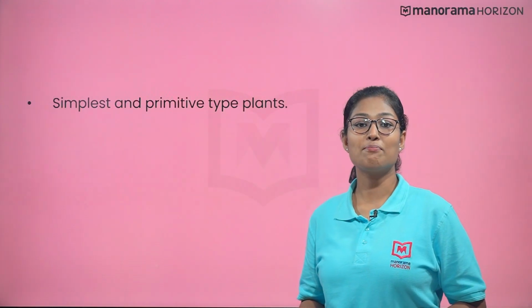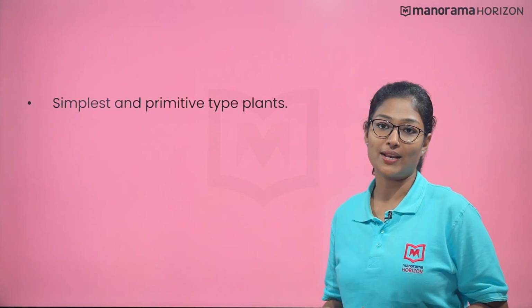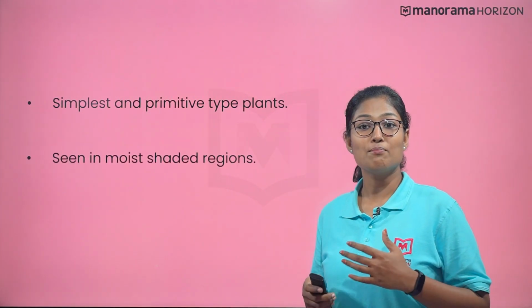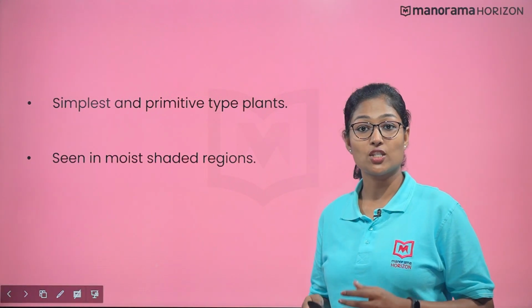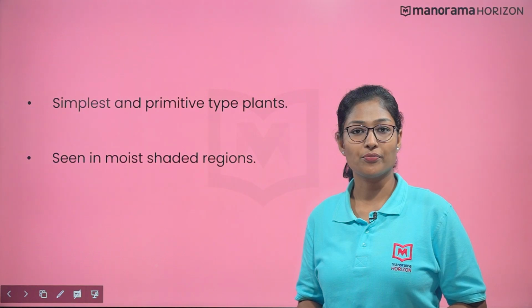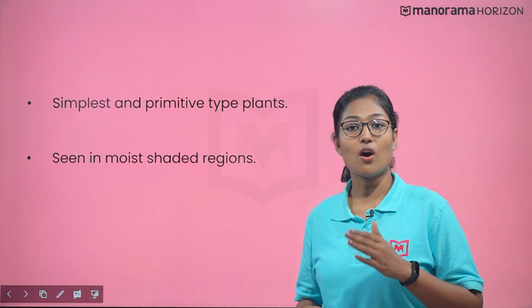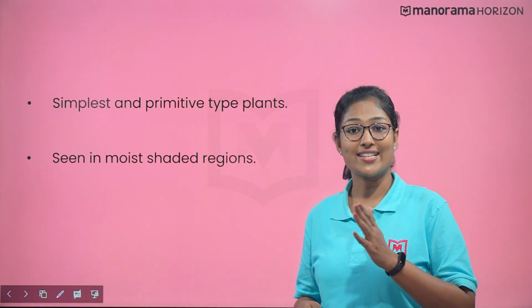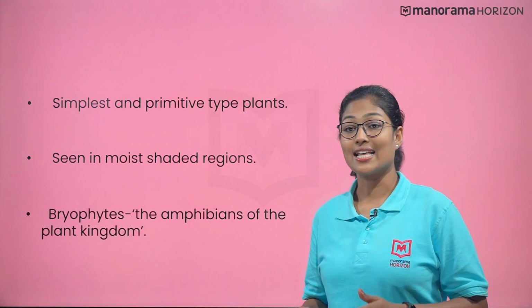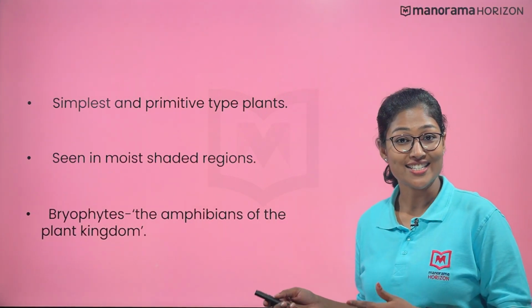Bryophytes are the simplest and the most primitive plant types. The bryophytes are generally seen in moist, shaded areas, especially in damp, humid and shaded regions. Bryophytes depend on both water as well as soil in their lifetime. So, they are known as the amphibians of the plant kingdom.